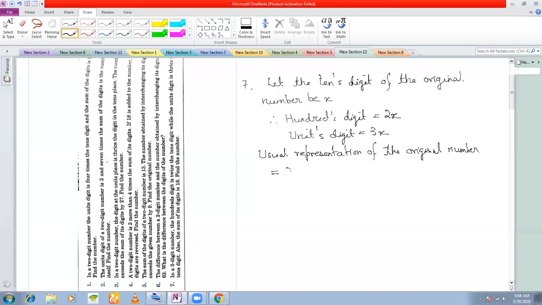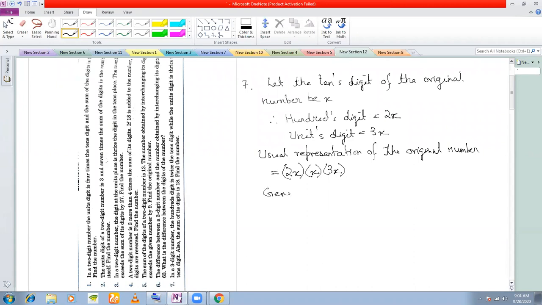First we shall write the hundredth digit. 2x is the hundredth digit. Next we shall write the tens digit, which is x. And next we shall write the units digit. This is your usual representation. Also it is given here that the sum of the digits is 18. Now if you want to write the generalized representation, you are welcome to do it, but we don't need the generalized representation. Still, let us write it.